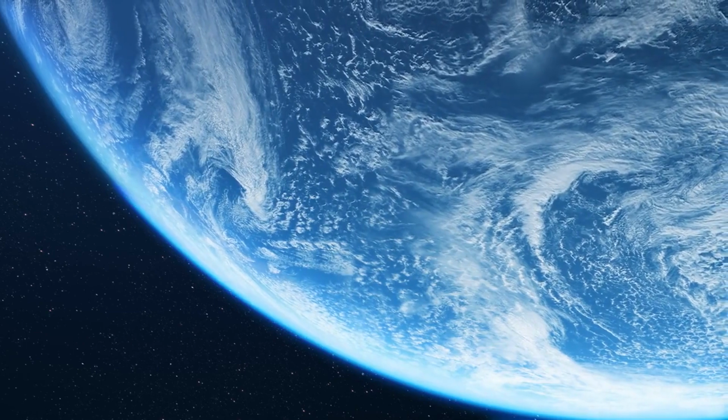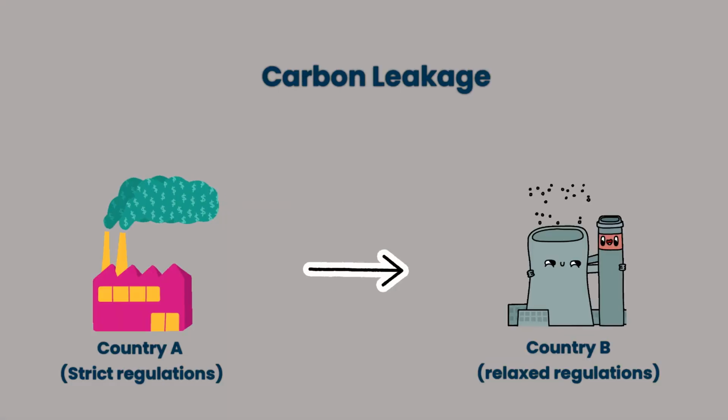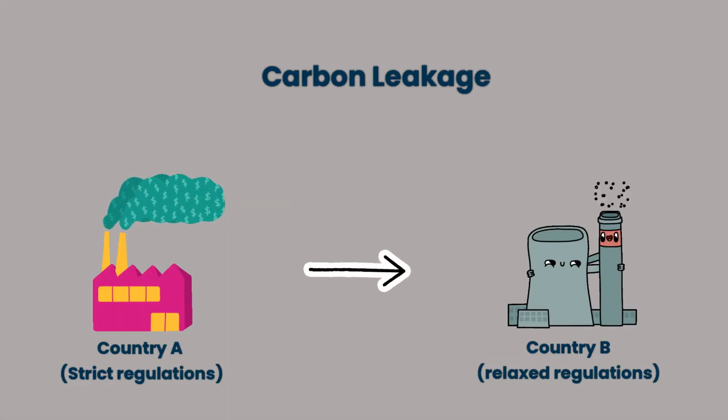Let's break it down. At its core, the Carbon Border Adjustment Mechanism is a policy tool aimed at tackling carbon leakage. Well, carbon leakage occurs when companies move production to countries with lax environmental regulations. Essentially, they avoid strict emissions rules by shifting their factories elsewhere.